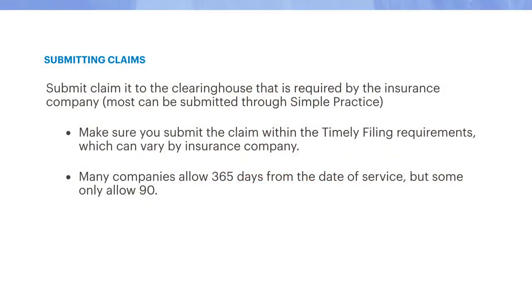And then that claim will be sent through to the clearinghouse, which, as we discussed before, is kind of where claims go to be double-checked and made sure that everything is correct. And if the claim gets denied, the clearinghouse will kick it back to you and say, this is the reason code for it. This is what you need to fix.